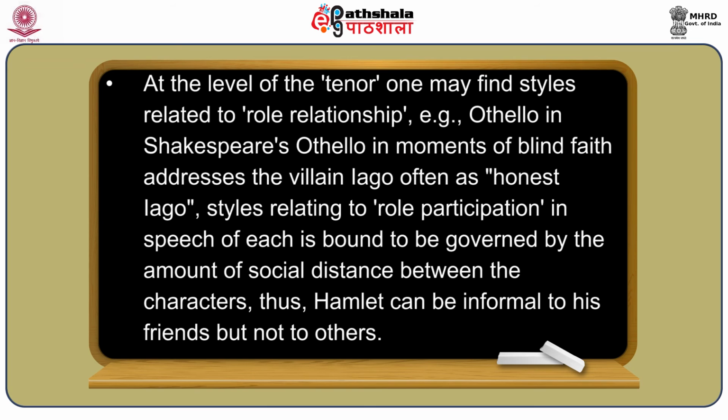At the level of tenor, role relationship, there is so much. In Othello, Othello speaking to his wife, well, always calling someone honest Iago. Othello, role relationship, a subordinate and superior trusting the subordinate. But role participation, when Iago is revealed as a villain, then he changes his language. His language suddenly changes. And it is no longer, he talks to me like an animal. He treats him as an animal. So the language changes on role participation.